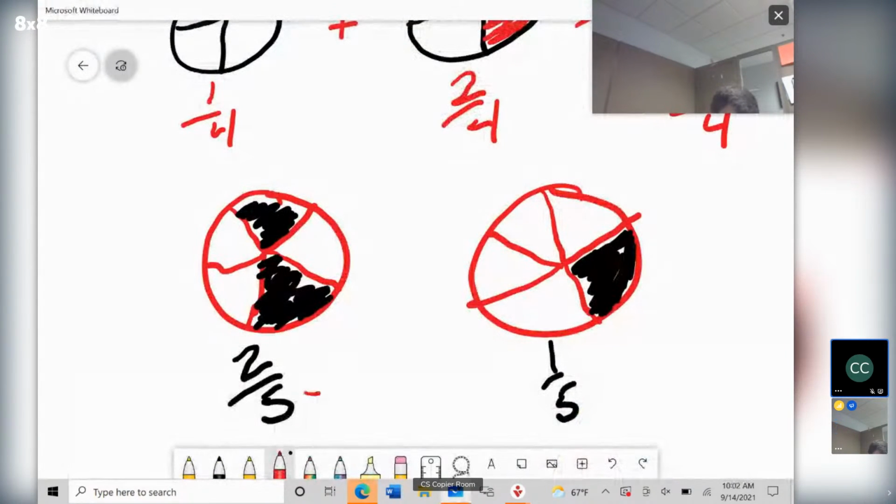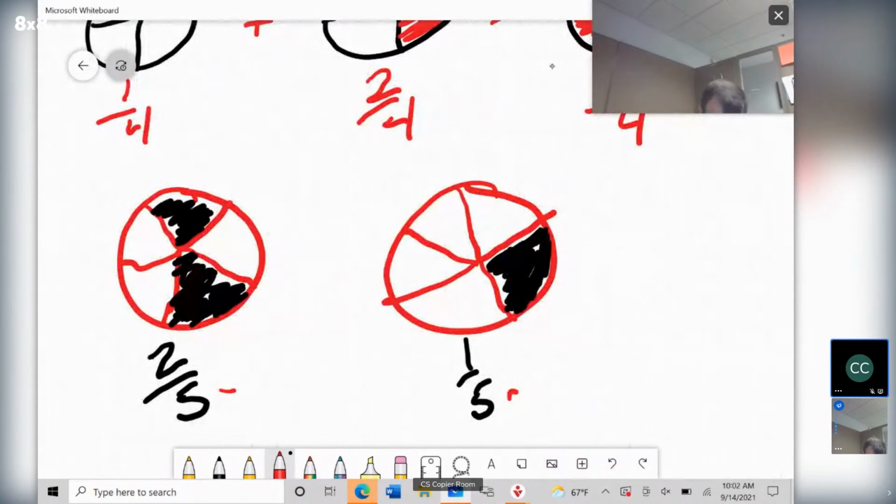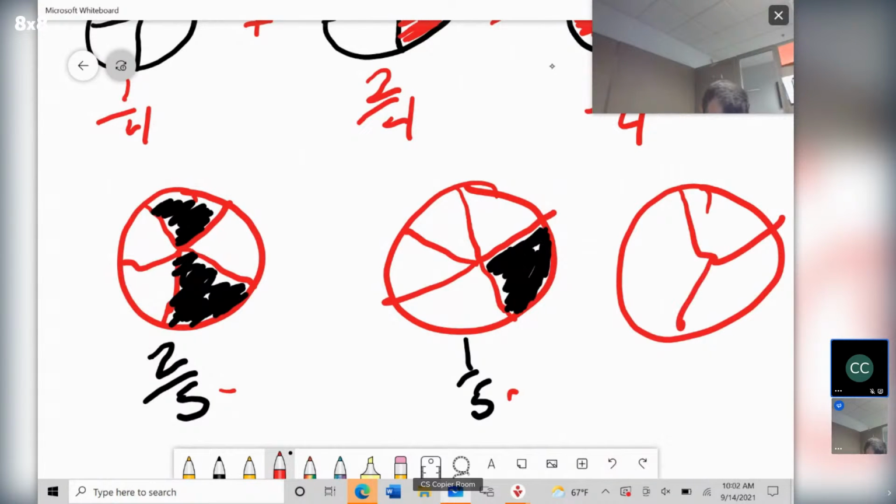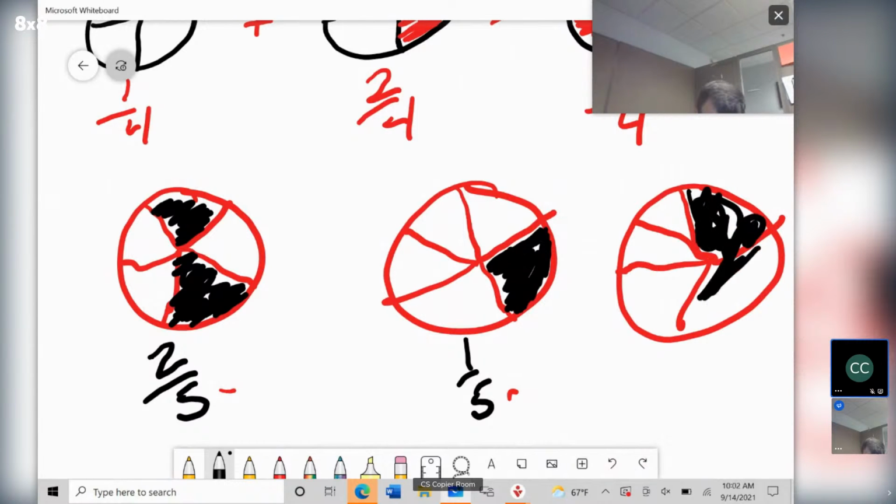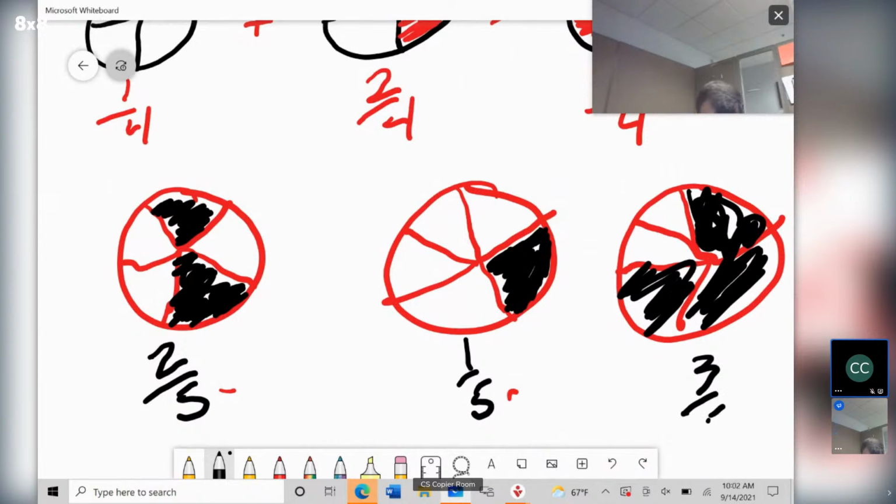5 and 5 are the same. So we know we just have to add the numerators. And what that's going to give us is 3/5. So if we did a visual over here, this isn't perfect, I apologize, but we color in 3 of the fifths. So you have 1, 2, 3. So it's going to be 3/5. Okay, pretty straightforward.